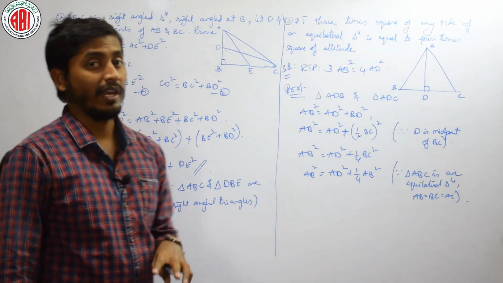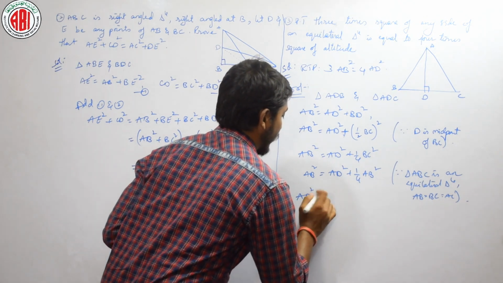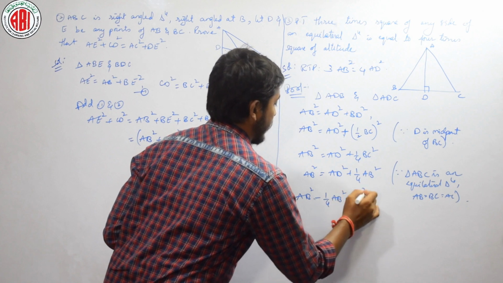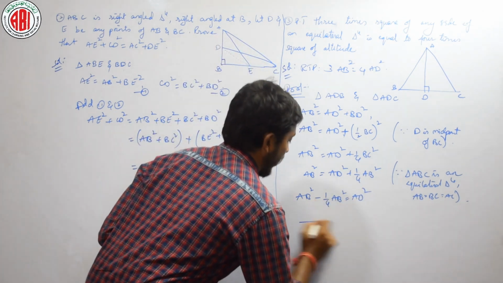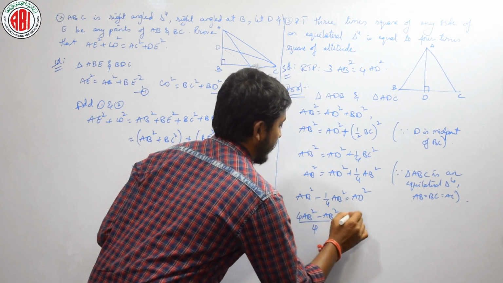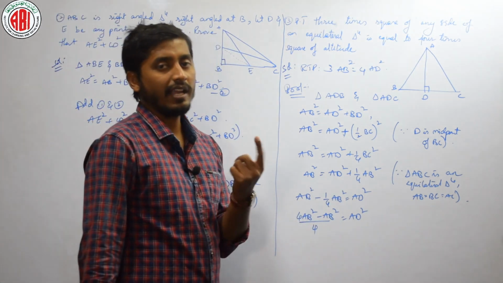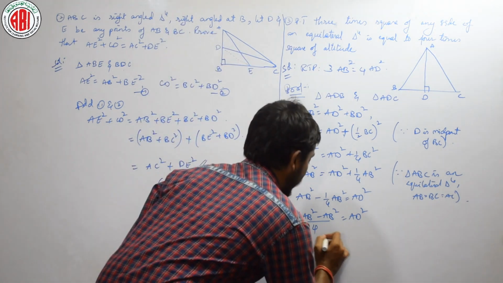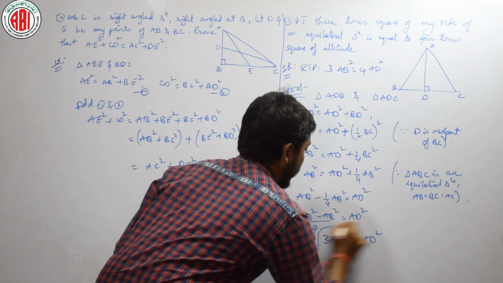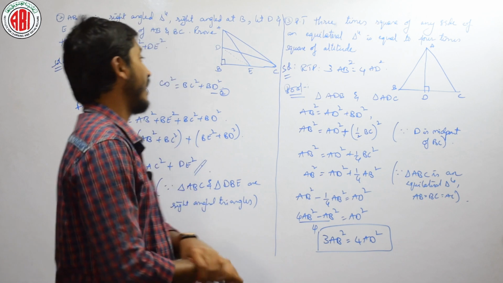Reasons are very important. Now, let us send this to this side. This will become AB square minus 1 by 4 AB square is equal to AD square. If I take 4 as common, that will become 4 AB square minus AB square is equal to 4 AD square. 4 AB square minus 1 AB square, 4 minus 1, I will get 3 AB square is equal to 4 AD square. This is what we were asked to prove. Is it clear? Once again, let me repeat.